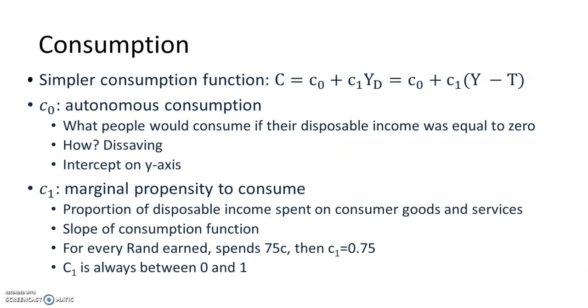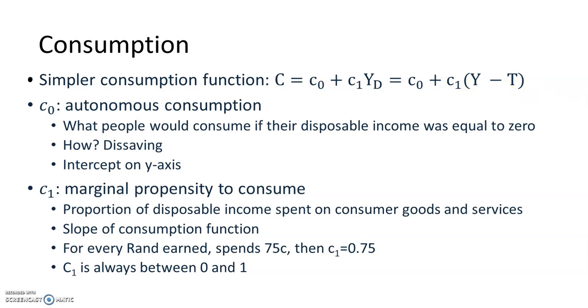The relation between consumption and disposable income is given by the simpler consumption function, which is C is equal to C0 plus C1 YD, which is also equal to C0 plus C1 (Y minus T). And we know that YD is disposable income, so it is income minus taxes. So let's unpack the above.